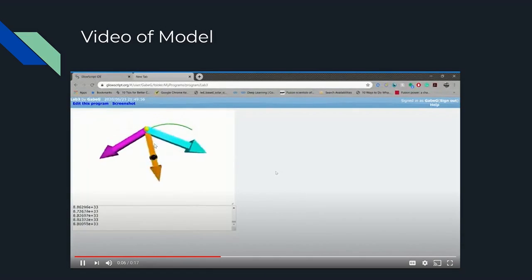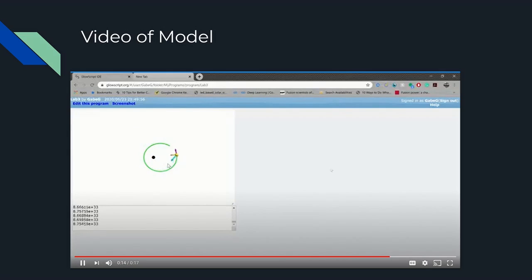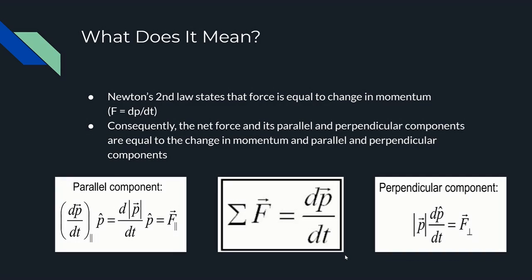As you can see here, the orange force vector is going to be the net force, the purple is the parallel, and the blue is the perpendicular. So what does it all mean? We know that Newton's second law states that the force is equal to the change in momentum. Therefore, the net force and its parallel and perpendicular components must be equal to the change in momentum and its parallel and perpendicular components respectively.